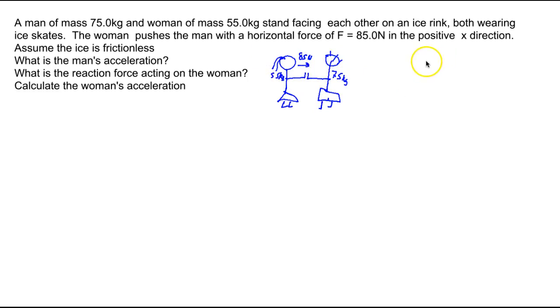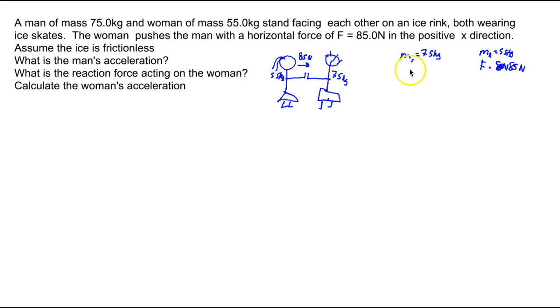So let's make our list of the information real quick so we can make sure we do our math correctly. I have my mass 1, which is my man, and he's 75 kilograms. And then I have my mass 2, keep them separate here, make another column, she's 55 kilograms. And she has a force that she's applying of 85 newtons in the positive. I apologize for that, 85, not 8 newtons.